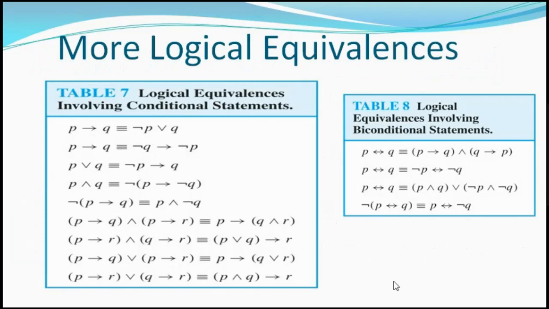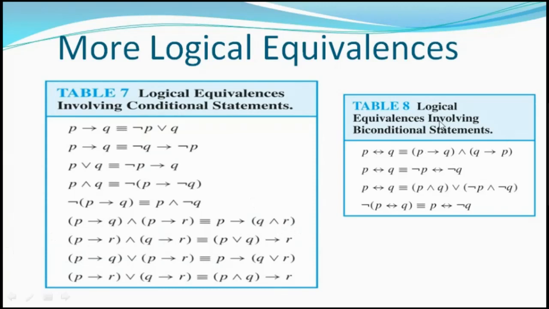Some more logical equivalences are in tables 7 and 8, given here, involving conditional statements. Just by looking at them, you can understand this; there is no further explanation needed. For example, P implies Q and P implies R can be rewritten by taking P common, that is, P implies Q and R. This is the way of condensing; that is absorption, you can say.